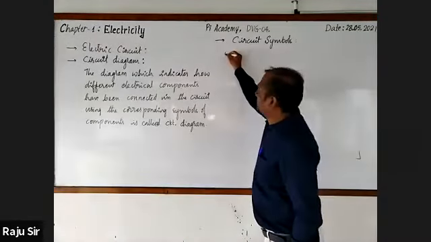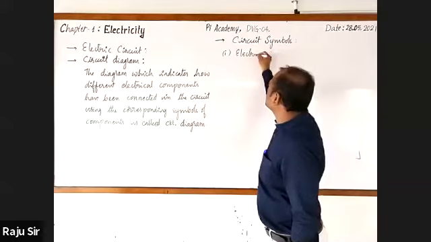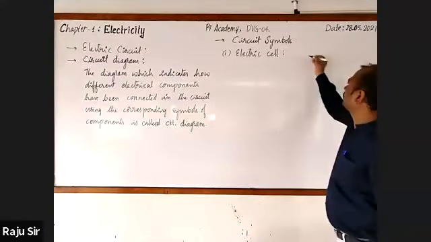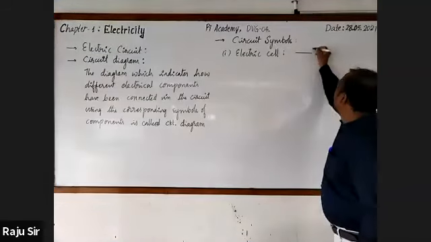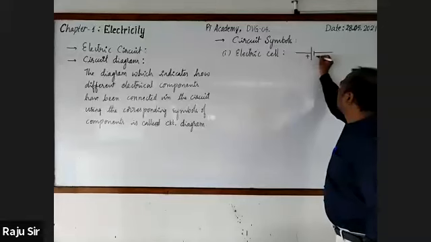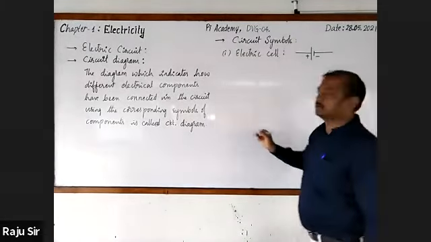In the first one, electric cell. Just beside that you write a longer line and a shorter line. The longer line represents the positive terminal, the shorter line represents the negative.